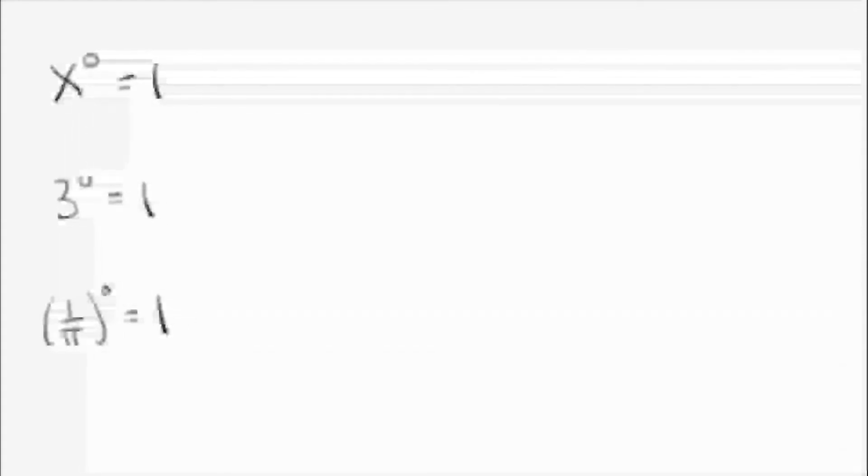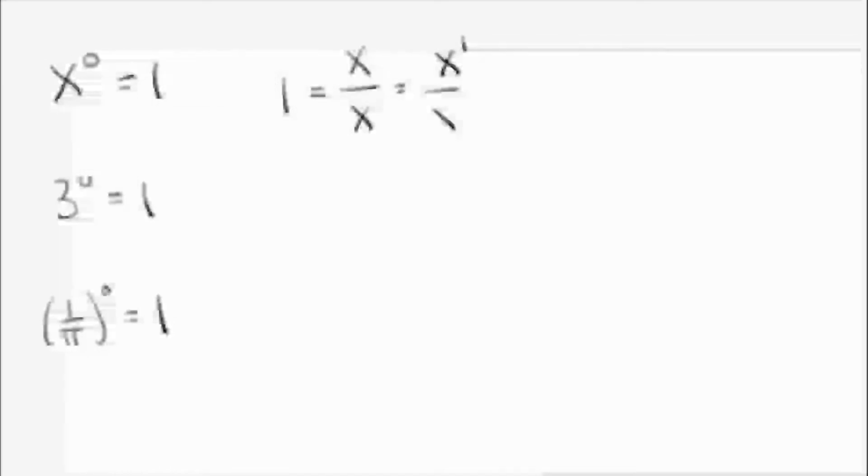So the easy way to see this is just to start out by taking whatever number it is, let's say we're doing x, and write x over x. Well, of course, we know x over x is just 1. But another way we can write this is x to the 1 power over x to the 1 power. And if we're dividing two variables, we can just subtract their powers, the 1 on top minus the 1 on bottom. And of course, 1 minus 1 is 0. So there you go. We just showed that x to the 0 equals 1.